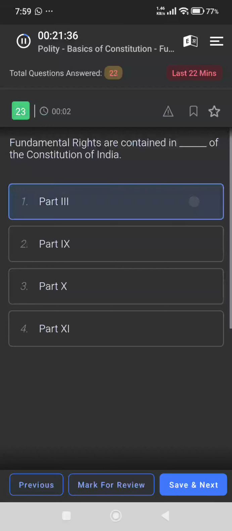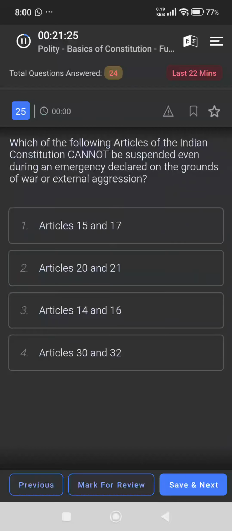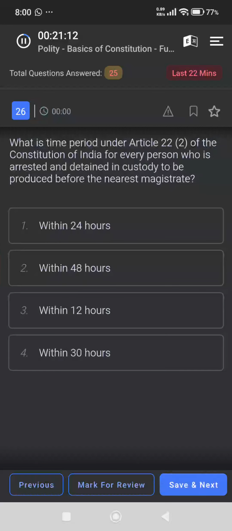Fundamental rights are contained in Part 3 of the Constitution of India. What is the purpose of the cultural and educational rights? To protect the language, culture, and religion of the minority communities. Which of the following articles of the Indian Constitution cannot be suspended even during an emergency declared on the grounds of war or external aggression? Articles 20 and 21.